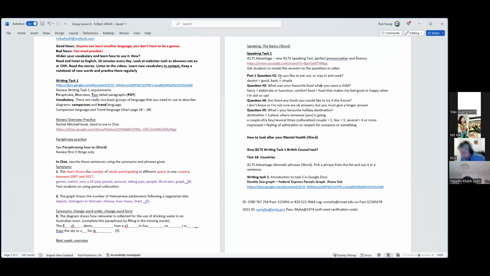Okay, Ding Ming, you are next, then Jia Ming, then Kang Uan. Ding Ming, do you like to eat out or stay in and cook? I like to stay in and cook because I really like cooking and cooking makes me happy, and when I eat my cooking I feel very nice.